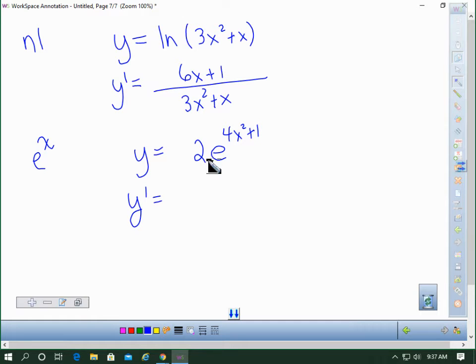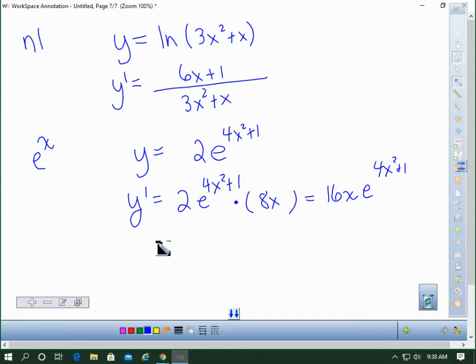We want to copy what we see. Remember, for e the derivative is copy everything over. So 2e to the 4x squared plus 1. And then we're going to multiply by the chain rule, which would be the derivative of the exponent. So we take the derivative of the exponent, which is 8x. So really this would be 16x, if you wanted to simplify it, 16x e to the 4x squared plus 1.